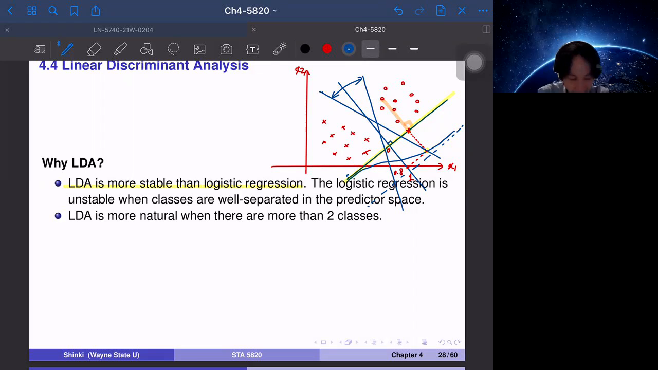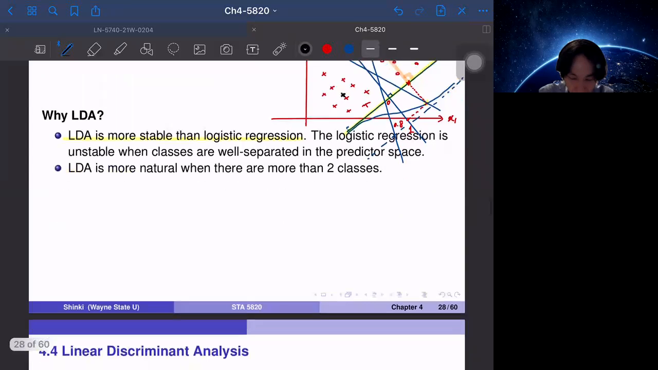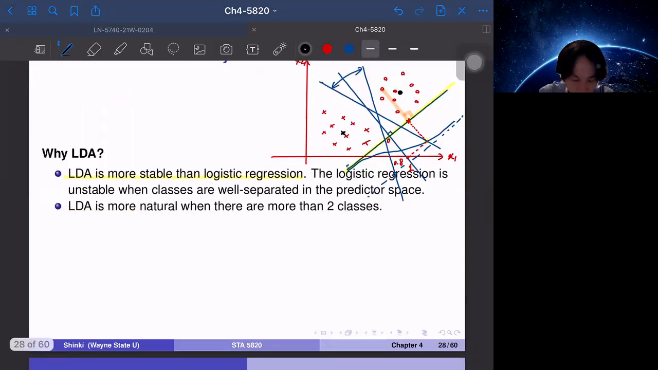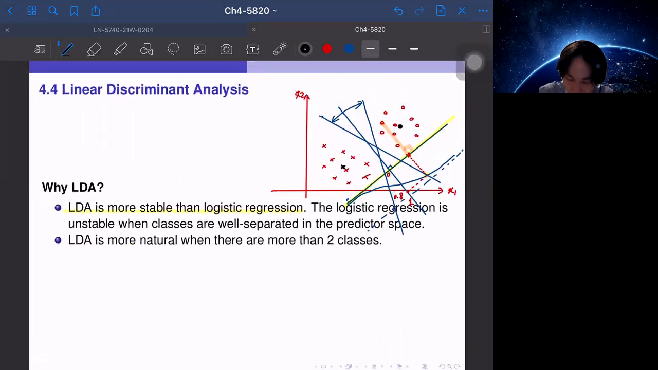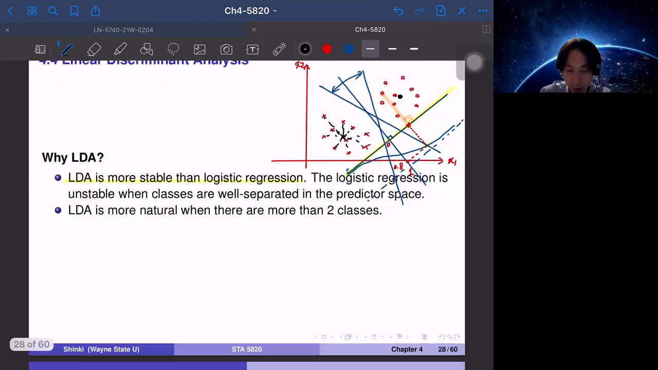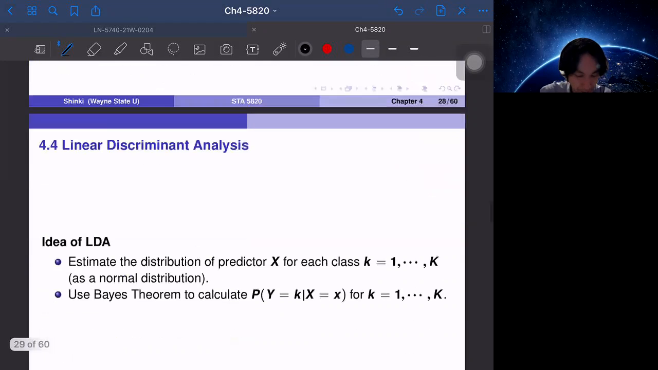And LDA does not suffer from this problem. LDA basically focuses on the center of these two groups. The centers of these two groups are maybe around here and around here. Of course, if the distance is larger, it's better to distinguish these two groups. That is the idea of linear discriminant analysis: think about the center and the distance from the center, then we determine which class each observation belongs to.